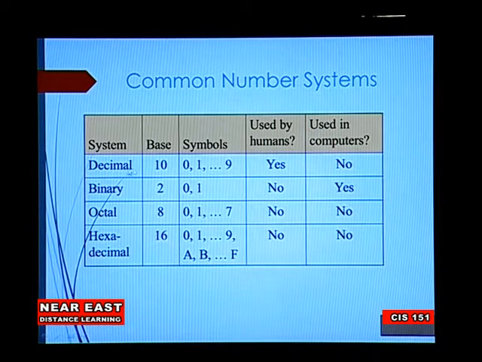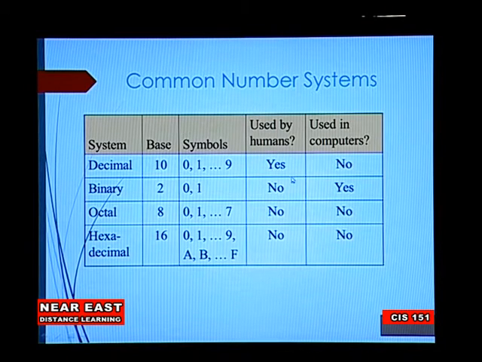Decimal starts from 0 until 9. Binary only expects 0 and 1. Octal is from 0 until 7. And hexadecimal is from 0 to 9, and then A represents number 10, B represents number 11, etc., until F.